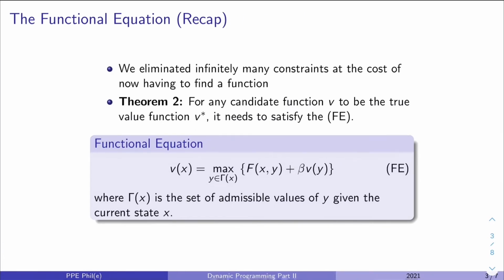Now, what we're interested in is solving dynamic optimization problems. Remember that we said due to the infinite horizon, we face an infinite number of constraints, which causes direct attacks such as Kuhn-Tucker and Lagrange to often run into issues. Dynamic programming instead trades in this infinite number of constraints at the cost of now having a very complex unknown object, which is the value function.